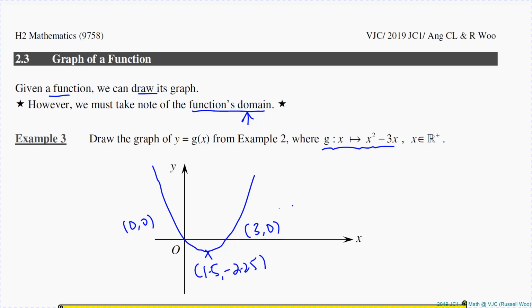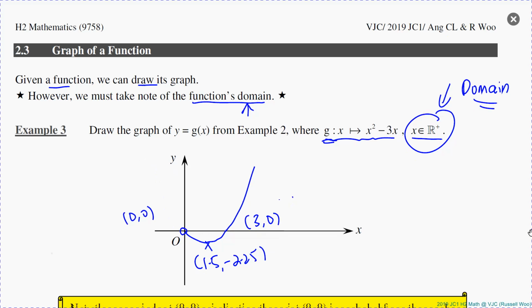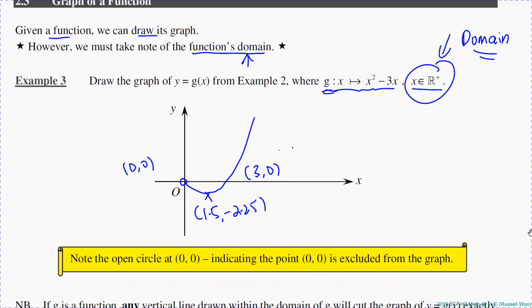Tempting thing to do, but not correct. Why? Because you must take note of the domain. In this function g, this is not the graph of g because g is a function such that x is mapped to x squared minus 3x, where x must take on positive real numbers. So, you cannot draw this, you must draw this. You must, because x can only take on positive real numbers.